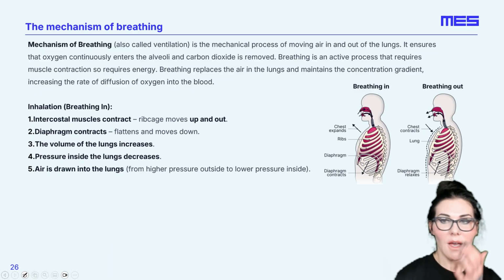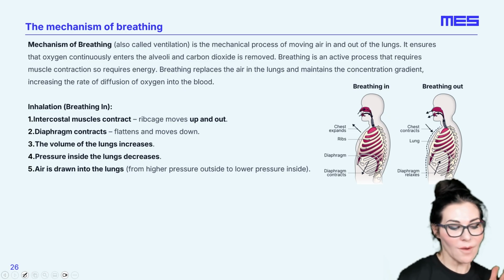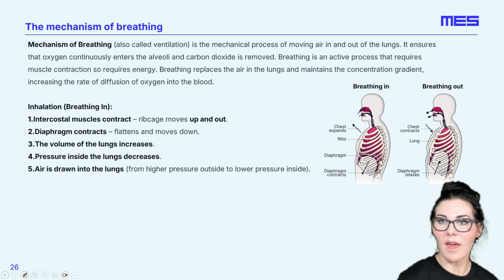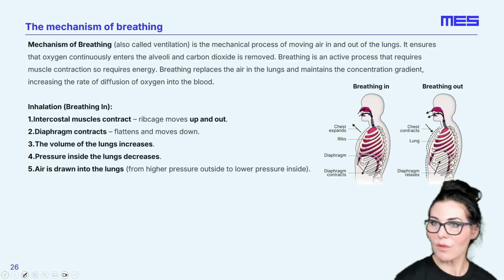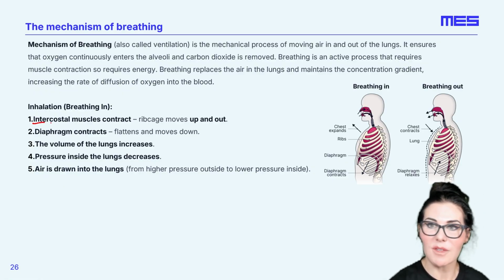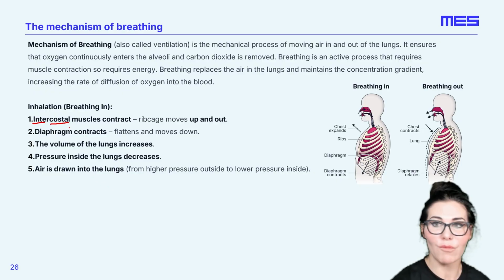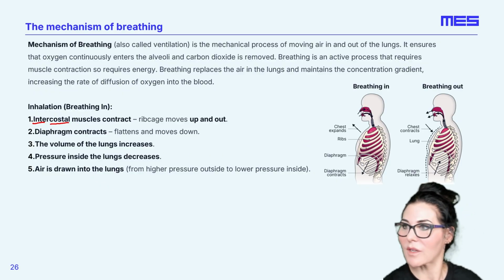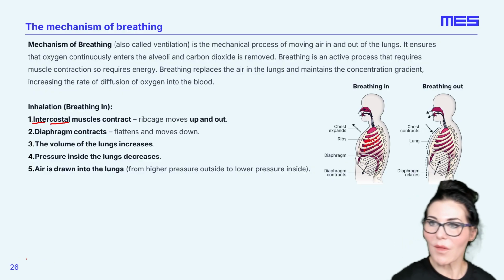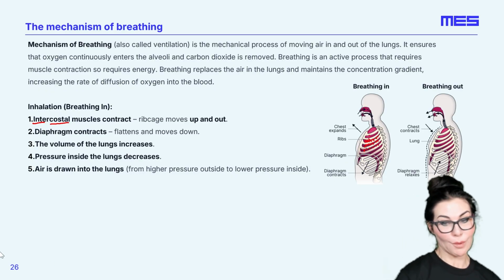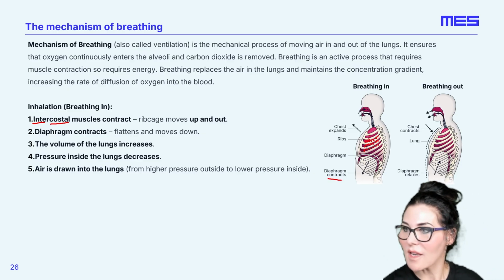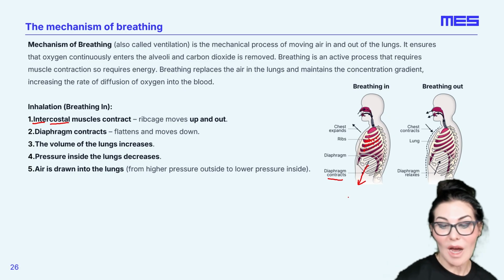How do we inhale or breathe in? Inhaling involves the muscles between the ribs. These are called the intercostal muscles, intercostal meaning between ribs. The intercostal muscles contract. We can see on the diagram the ribs here; you can't actually see the muscles on this diagram, but in between there would be muscle, as I'm drawing in now. When those muscles contract, the rib cage is pulled up and outward. The diaphragm contracts at the same time, and as it contracts, it flattens, it moves downwards.